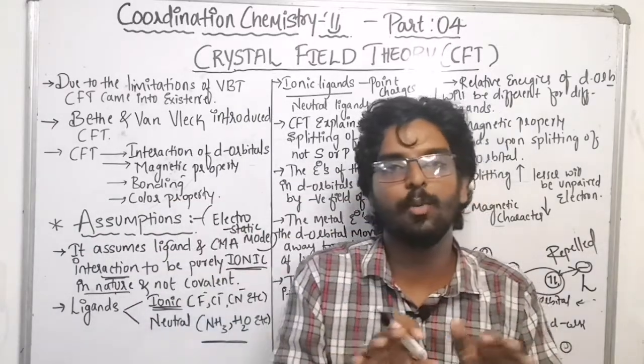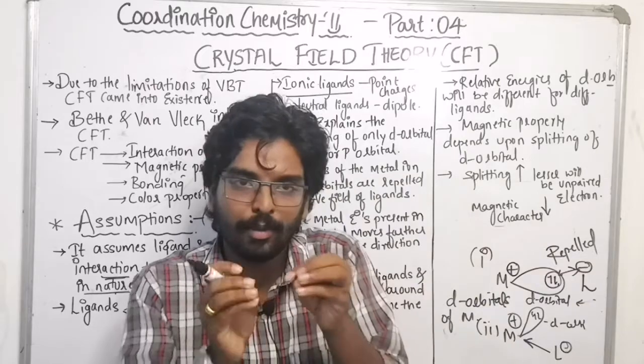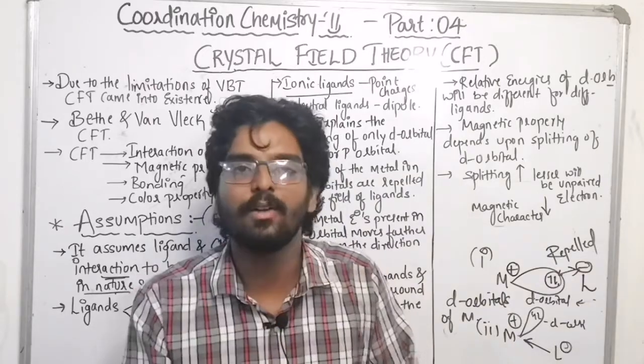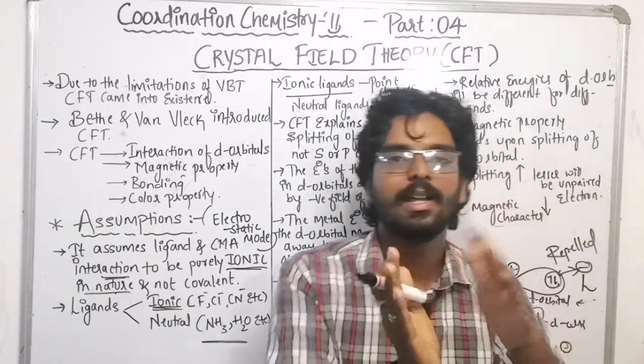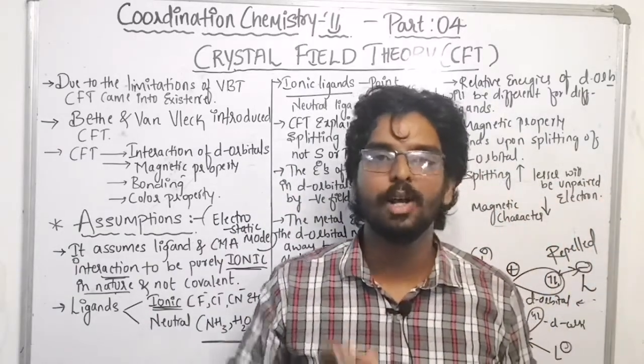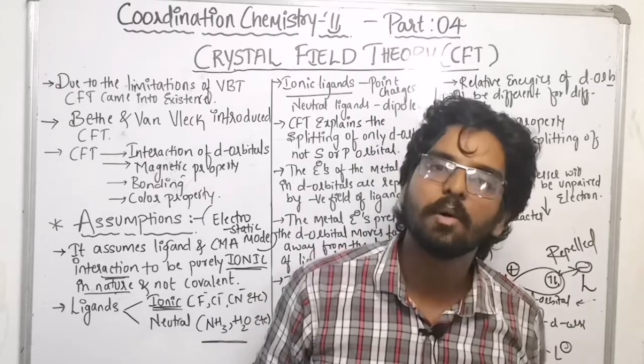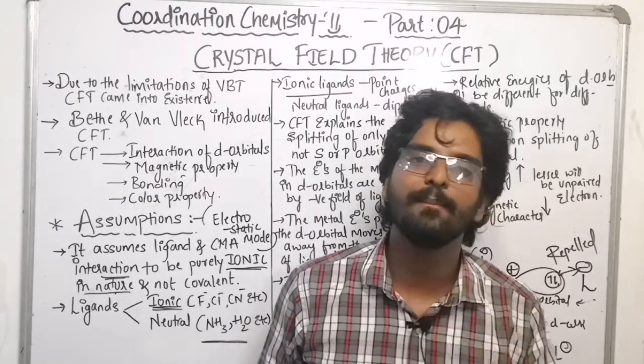We are not at all talking about the empty orbitals here. We are talking about the orbitals which have some electron. Those orbitals will move far away from the direction of the ligand from which it is going to bind the central metal atom or the ion. So this is a very, very important case.